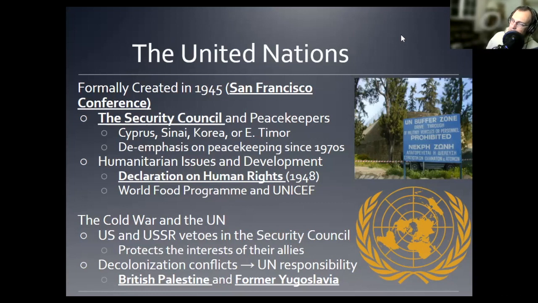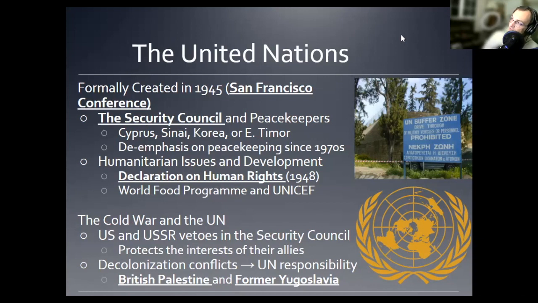But since the 1970s, with the inability to really solve a lot of the peacekeeping missions they've been sent to, there's really been a de-emphasis at the UN on peacekeeping. There have been a couple of famous peacekeeping missions since then, but it's really been de-emphasized since the 1970s. Instead, the UN is focused more on humanitarian issues, cultural developments, and economic development.